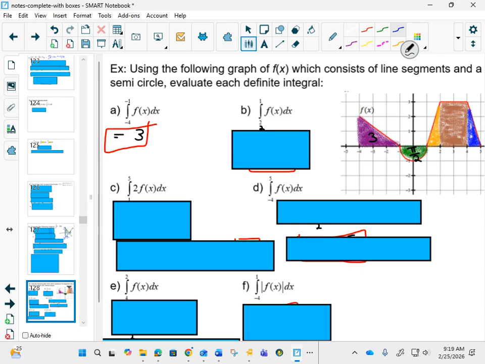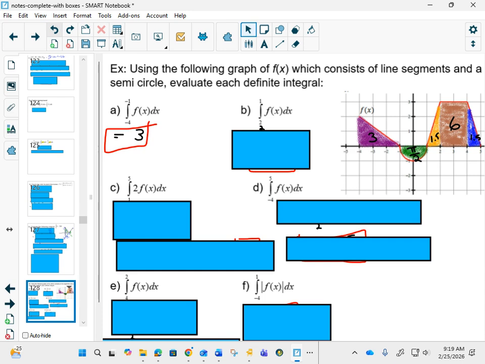The orange part, base times height divided by 2. 1 times 3 divided by 2. This is 1.5. That'll make also this 1.5. And base times height. Whoops. 2 times 3. That area is 6.